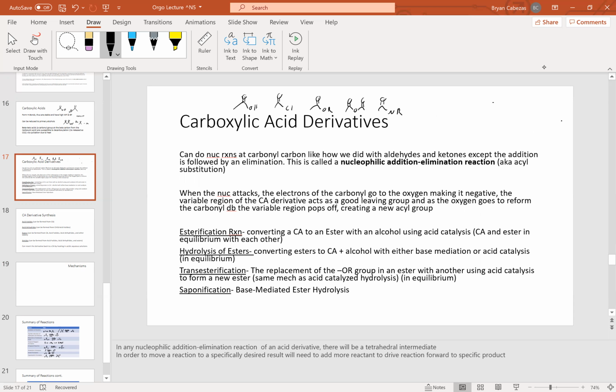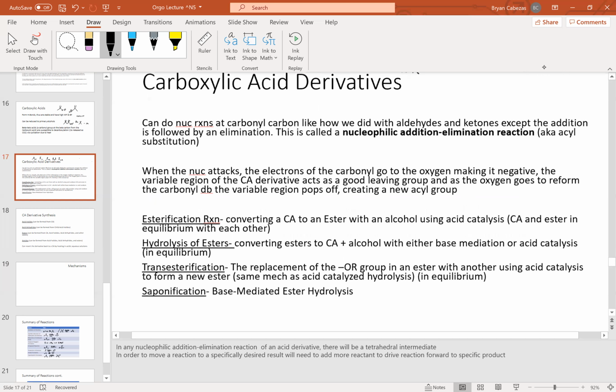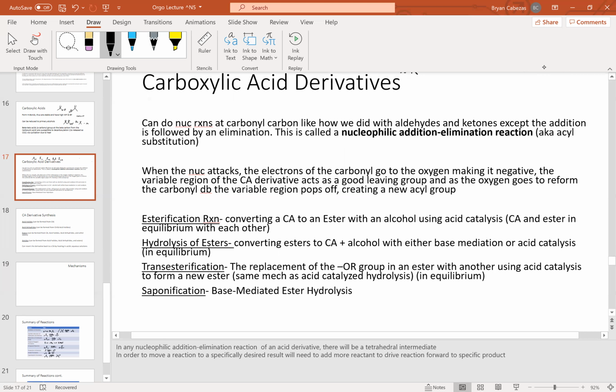So next, we're going to talk about specific reactions that you can have with your carboxylic acid and its derivatives. For example, you can have an esterification reaction. So as it implies in the name, an ester is going to be formed from a carboxylic acid, right?